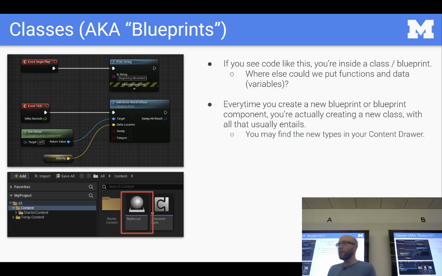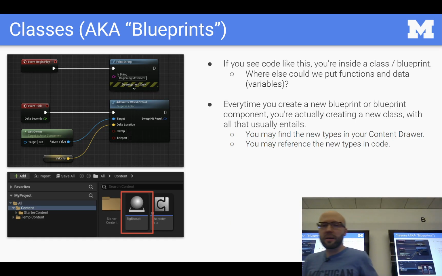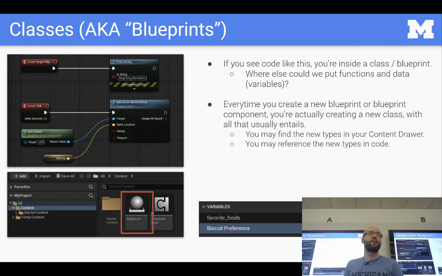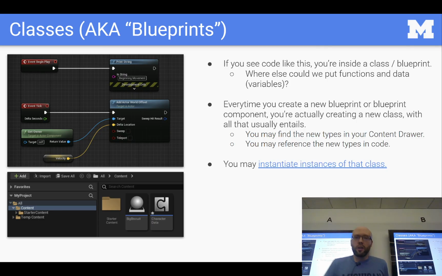When you create new classes, new blueprints, new data types, you're going to see them inside of your content drawer, okay? You should see them right in there, and we can see Big Biscuit right here. If we double-click it, we can look inside of it and see what's inside of that Big Biscuit. Whenever you create a new data type, you can then reference those in your code, and you can reference them as variable types too. So, right, biscuit preference of type Big Biscuit, okay? You can then instantiate instances of that class.